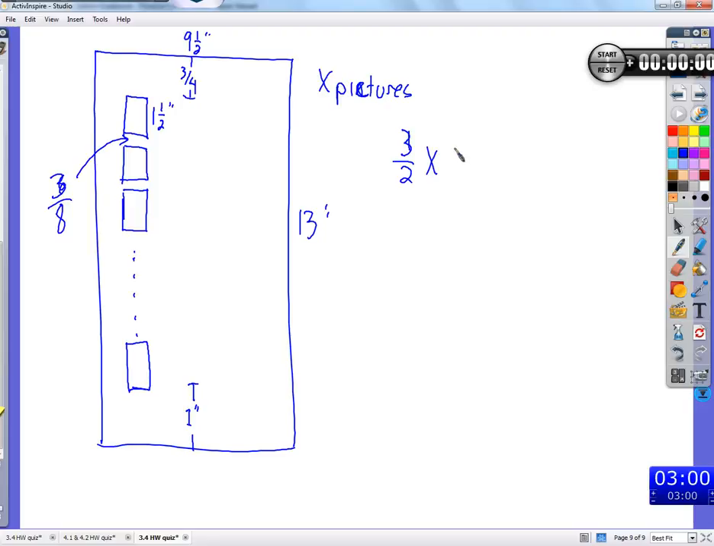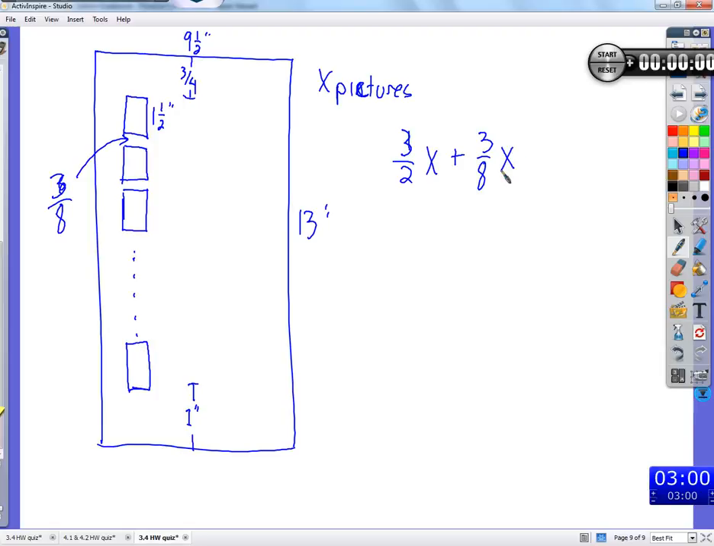Plus the space that's in between, so it would plus what? 3 eighths? Just 3 eighths? Just plus 3 eighths? 3 eighths works if there's 2 pictures, there's 1 space of 3 eighths, but then there's another 3 eighths if there's 3 pictures, and another 3 eighths if there's 4 pictures. That's it. Times x.